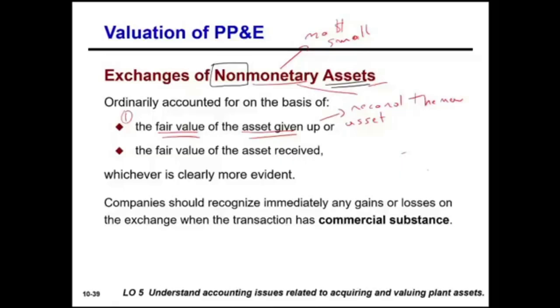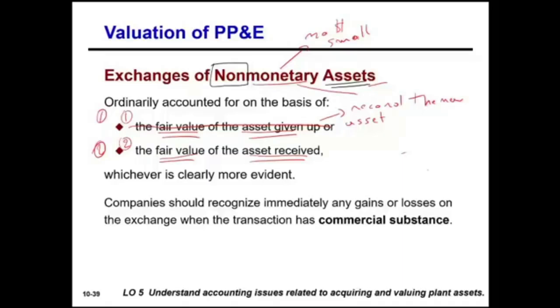If this information is unknown, so you don't know the fair value of the asset given up, we go to number 2. Then we use the fair value, hopefully, of the asset received. Hopefully we know the fair value of the asset received. If that's the case, you would record the new asset based on the fair value of the asset received. So first, then second. Most of the time, you're going to know the fair value of the asset you're giving up, especially if it involves a little bit of cash and some asset. So that is the general rule.